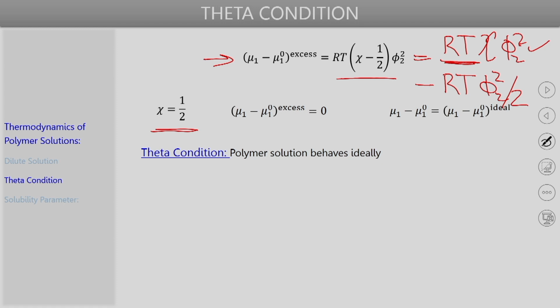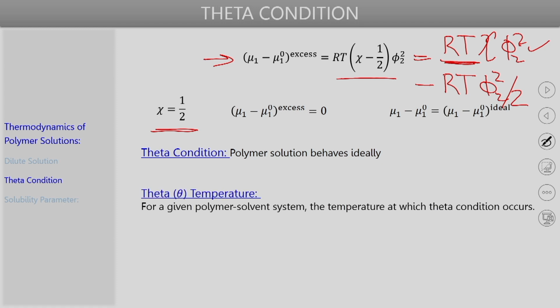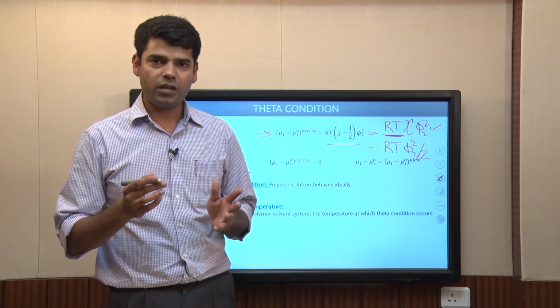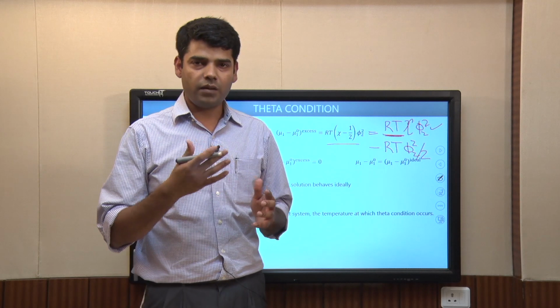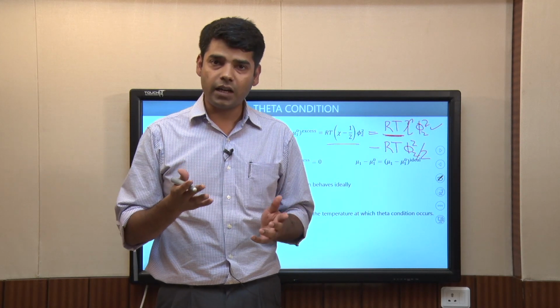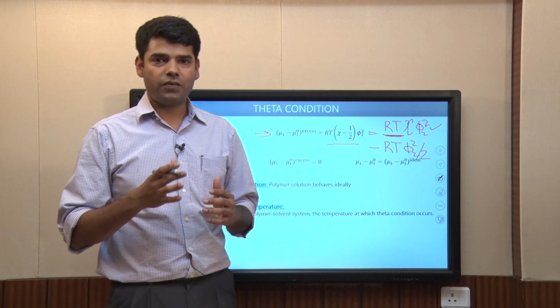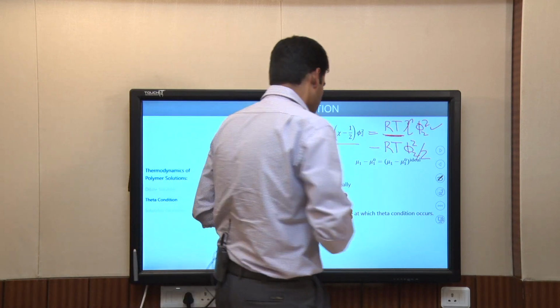So, this theta condition we just discussed is a special condition where the polymer tends to behave ideally, and for a given polymer solvent system, normally the theta condition will be observed at a particular temperature. So, the temperature which, for a given polymer solvent system, corresponds to the theta condition, or the temperature at which the theta condition will occur, that temperature is referred to as the theta temperature.